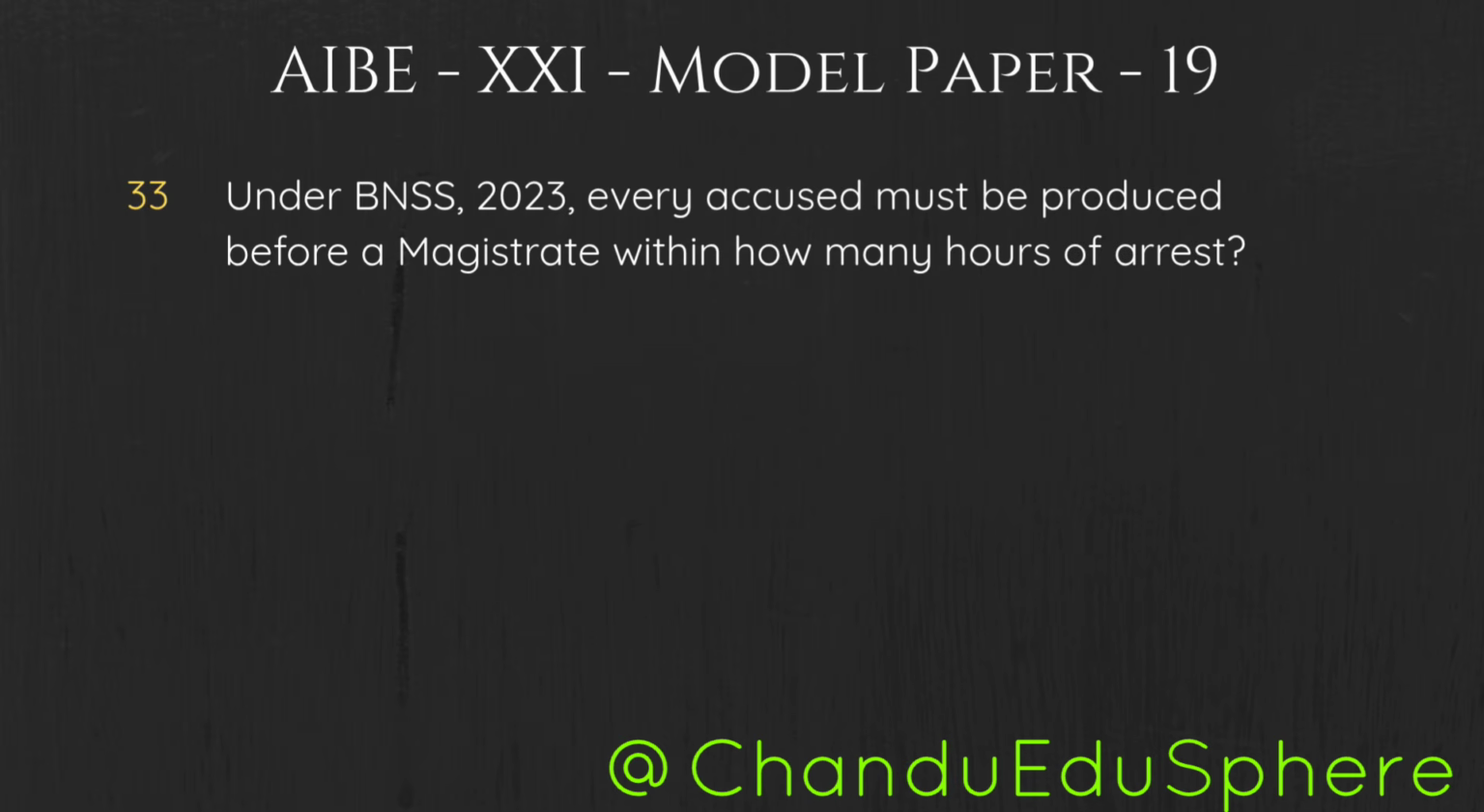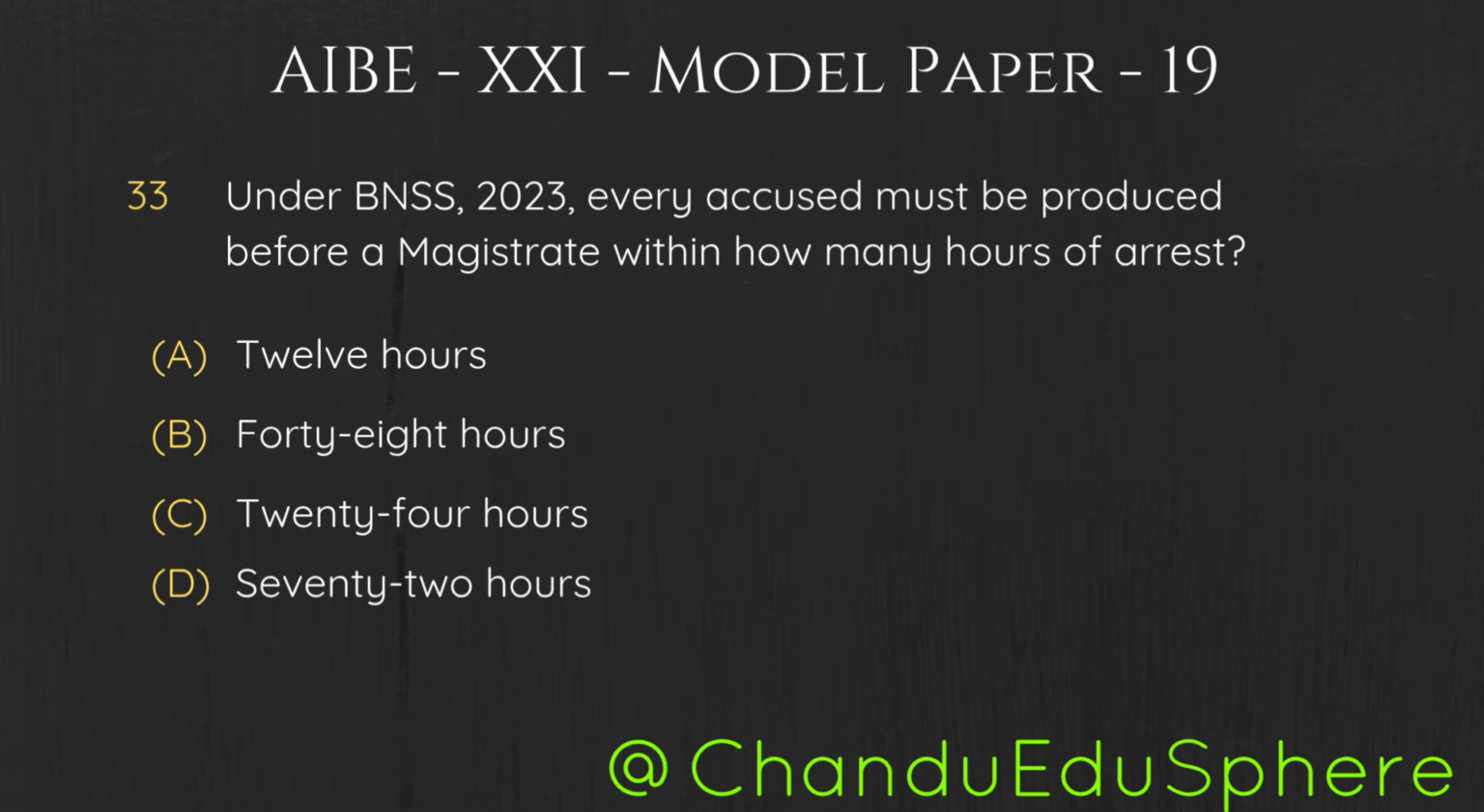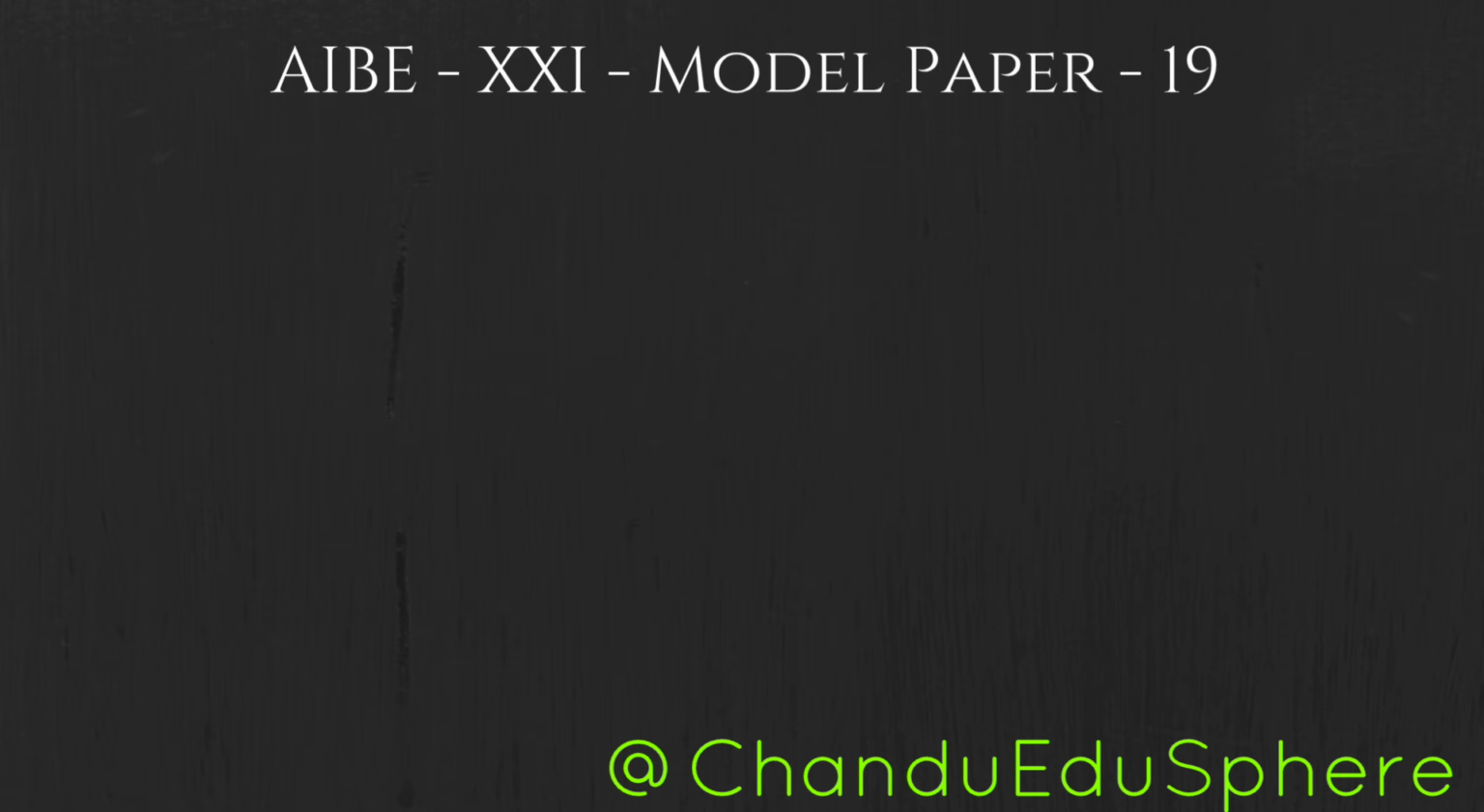Under BNSS 2023, every accused must be produced before a magistrate within how many hours of arrest? 24 hours. Choice C is the right choice. Article 22(2) of the Constitution and Section 58 of the BNSS, carrying forward Section 57 of CRPC, require that every person arrested without warrant be produced before the nearest magistrate within 24 hours of arrest, excluding journey time.